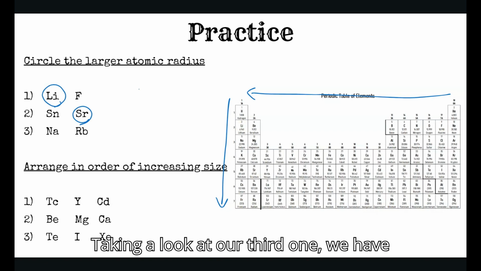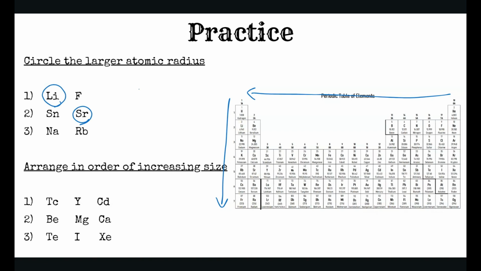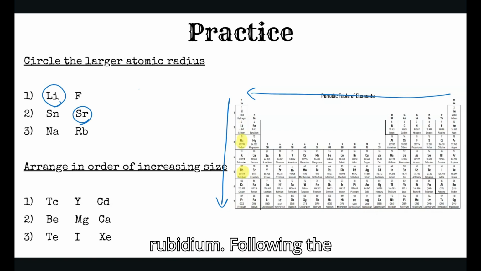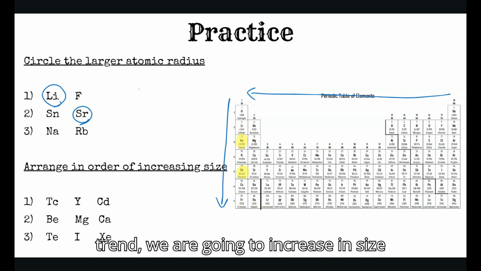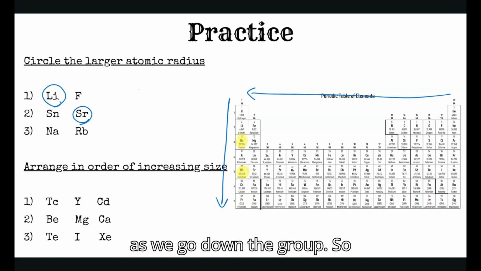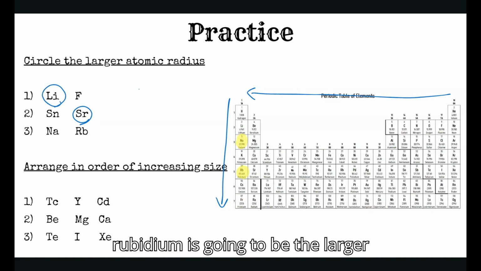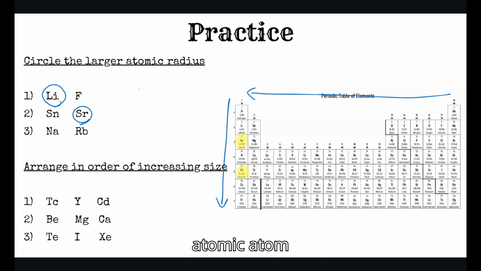Taking a look at our third one, we have our sodium and rubidium. So we have our sodium and we have our rubidium. Following the trend, we are going to increase in size as we go down the group. So we should be able to recognize that rubidium is going to be the larger atom size that we have.